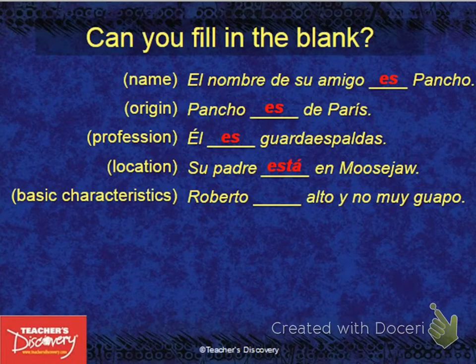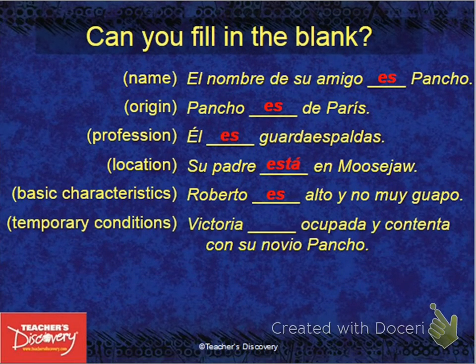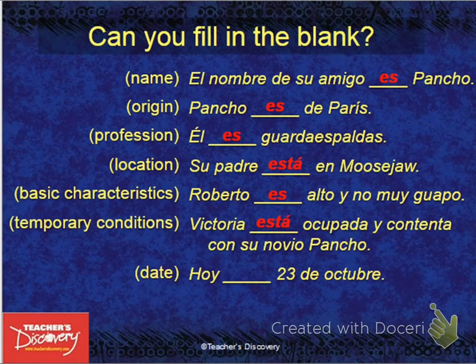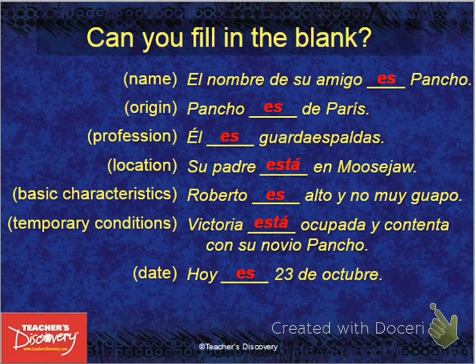Good. What if you're talking about somebody being tall and not very handsome? Ser, because you're talking about a characteristic. So es again. What about if it's a temporary condition of being busy and happy? Está. Good. What about a date? You have to always use, with dates and time, you have to always use es.